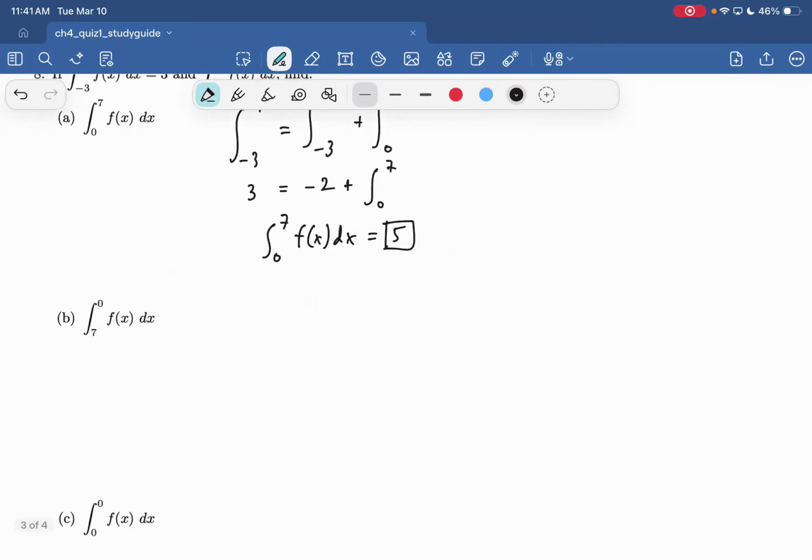The next one, we just need to use the fact that the integral from 7 to 0 is equal to the negative of the integral from 0 to 7. That is because when we evaluate the integral from right to left, that's the negative of when we evaluate from left to right. And so this is just going to be -5.